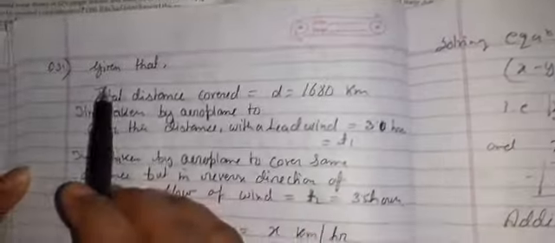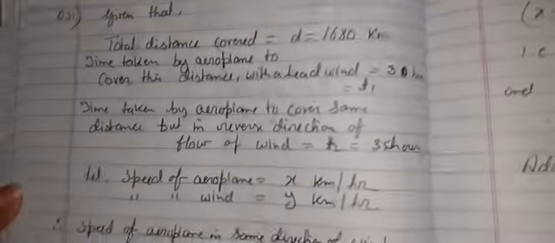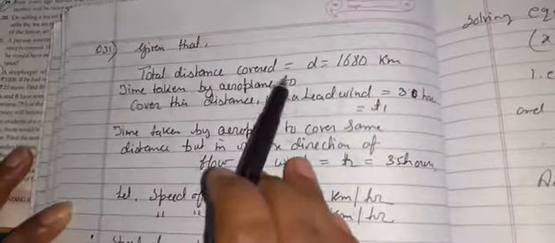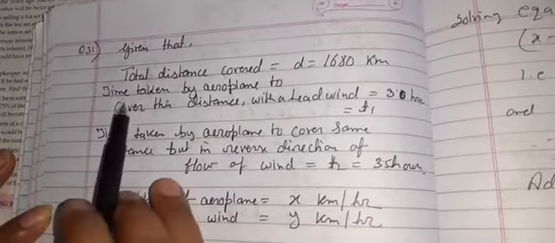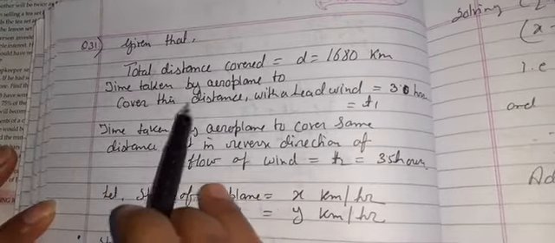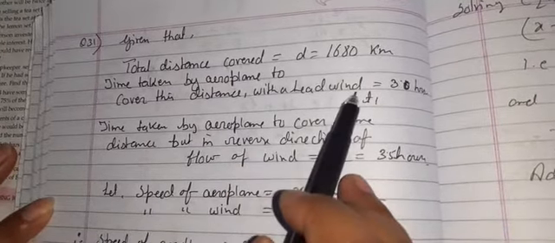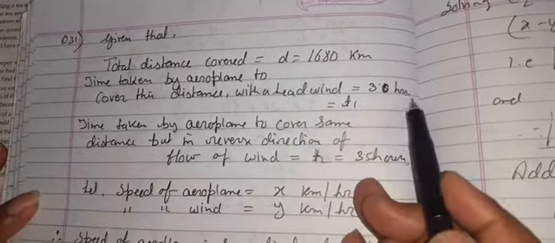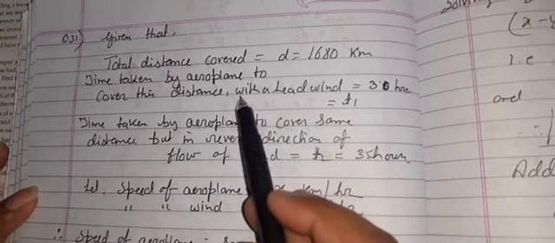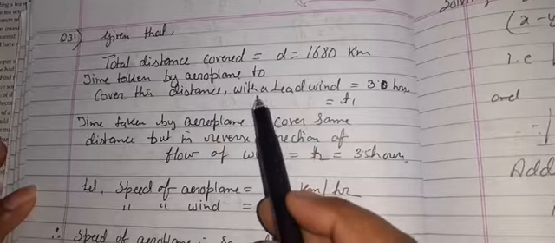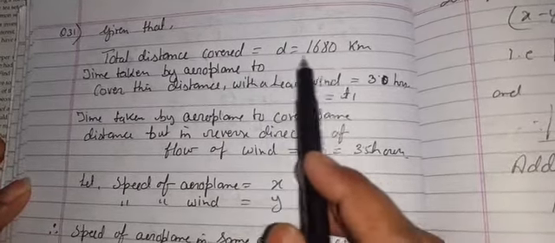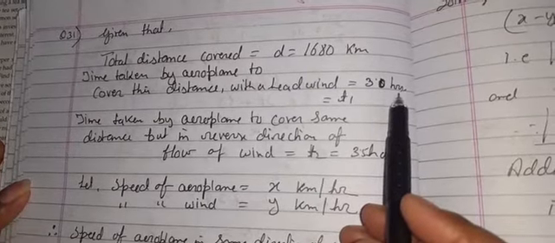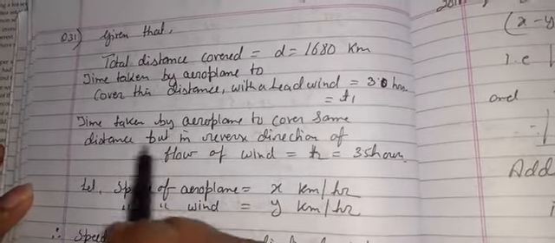So let's see how I have solved the sum. First of all, I have noted all the given things. Total distance covered was 1680 kilometers. Time taken by the aeroplane to cover this distance with a headwind is 3 hours, when the direction of wind and the direction of movement of the aeroplane were both the same. But in reverse, it took 3.5 hours.